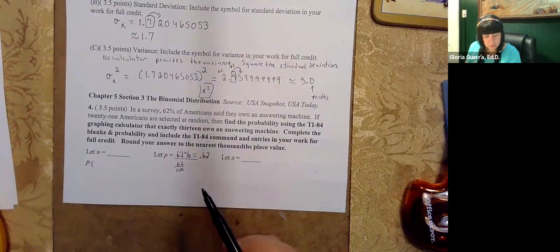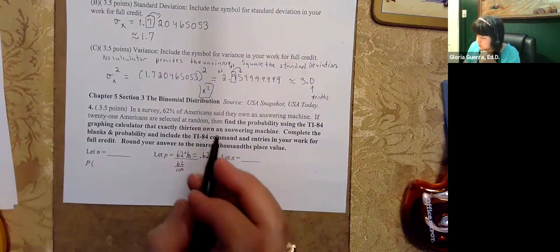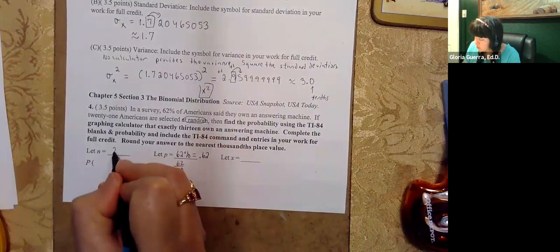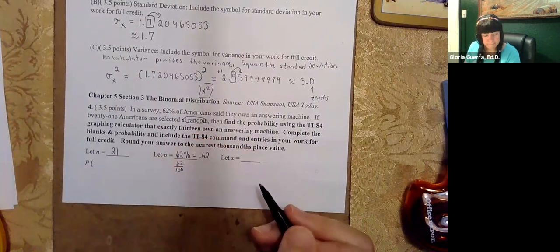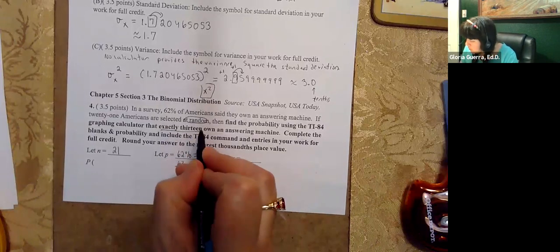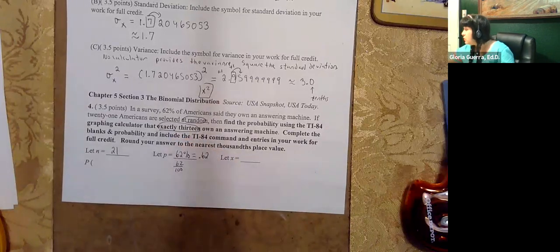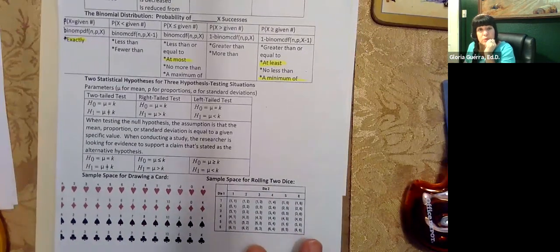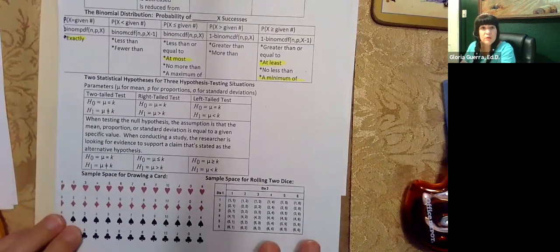If 21 Americans are selected at random, so that's a keyword, right? The selected at random, 21, that's your n. Find the probability using the calculator that exactly 13. Okay, so that's your keyword, exactly 13. So you want to have this sheet out, where you're looking at this vocabulary.